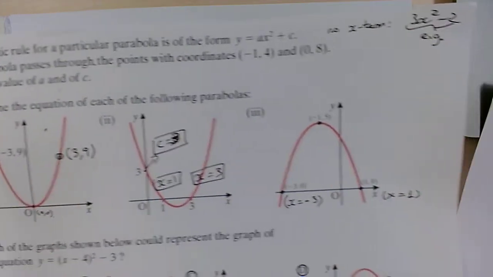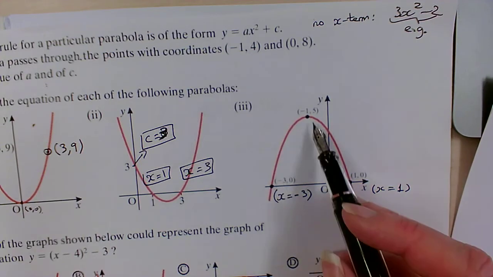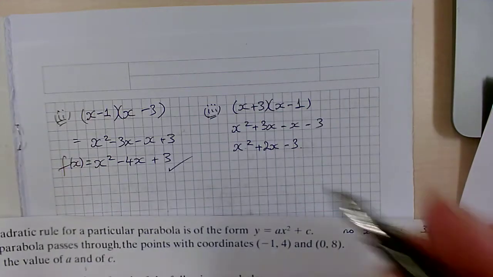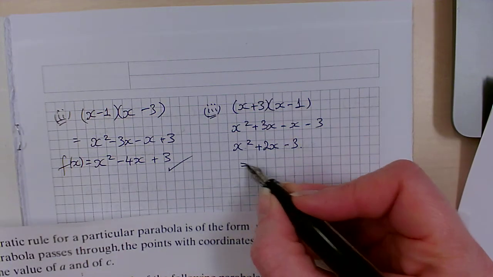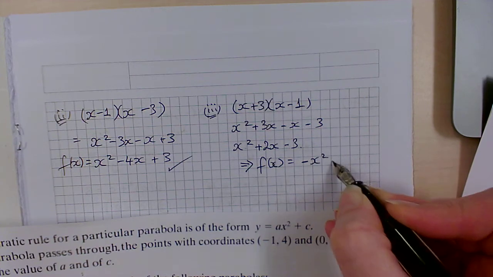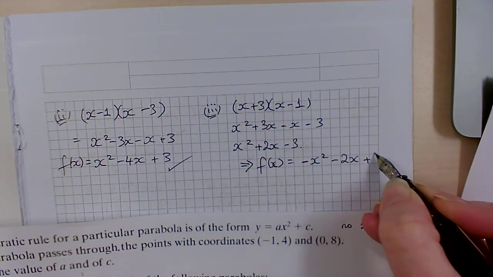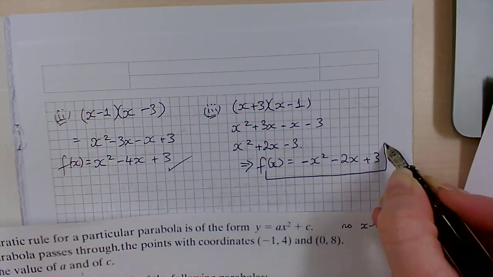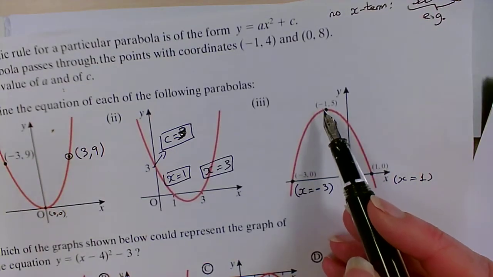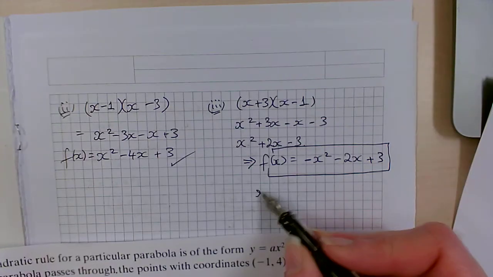But that won't give me an N-shaped graph. Okay? So I just need to change the signs. f of x equal to minus x squared minus 2x plus 3. Okay, we can verify this by subbing in x equals minus 1.